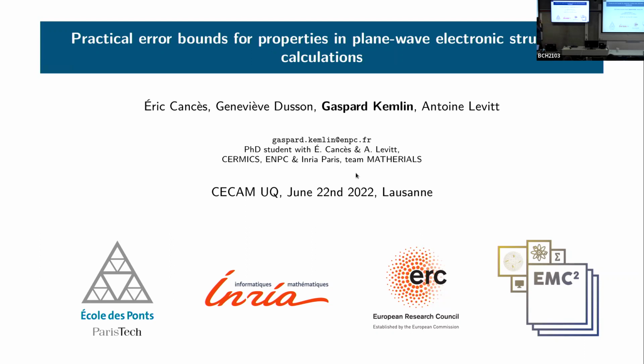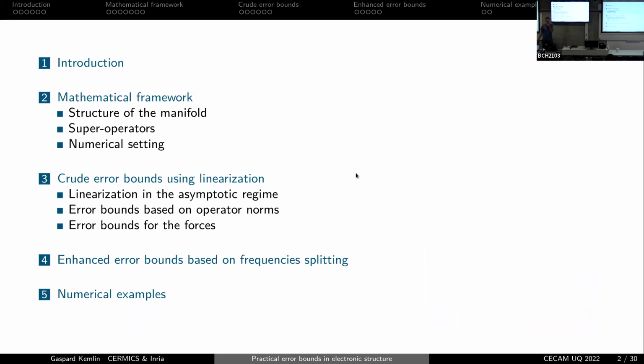And I'm going to talk about an extension in some direction of what Genevieve just presented, which is about practical error bounds for properties in plane wave, so it's very specific to plane wave electronic structure calculation, which is a work we realized, the four of us, in the past year. So first, I'm going to spend some time to present the model we're going to use, some of the mathematical tools we need.